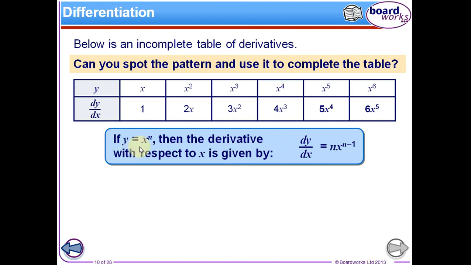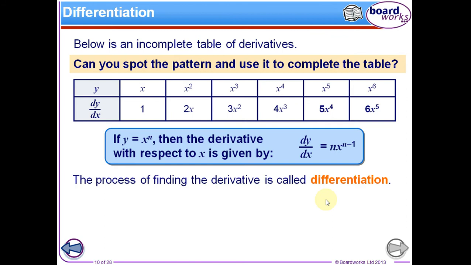So generally, if y equals x raised to power n, then the derivative with respect to x is given by: you bring the n back, then you take away 1 from the power. So that is nx^(n-1). The process of finding the derivative is called differentiation.